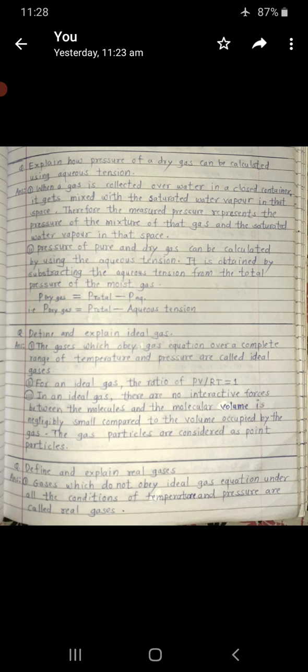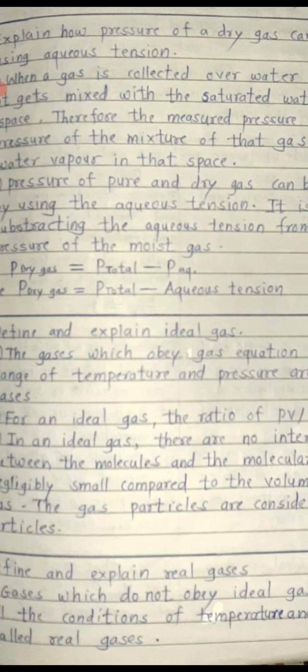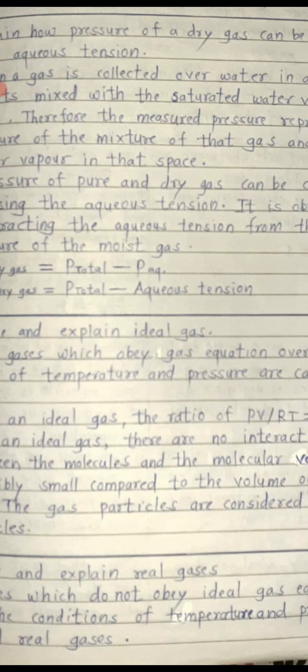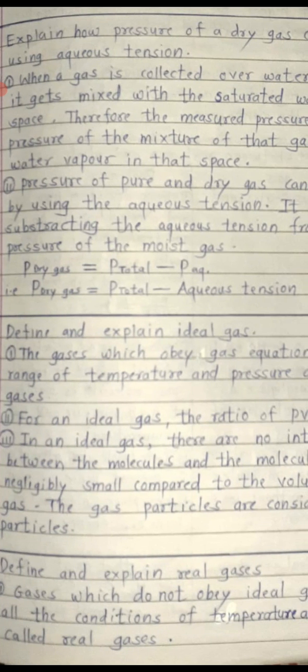Once again, what is pressure of dry gas? Pressure of dry gas is equal to total pressure minus aqueous tension. P aqueous means aqueous tension. Okay, so that is the pressure of dry gas. How can pressure of dry gas be calculated? Using aqueous tension, by subtracting aqueous tension from total pressure.